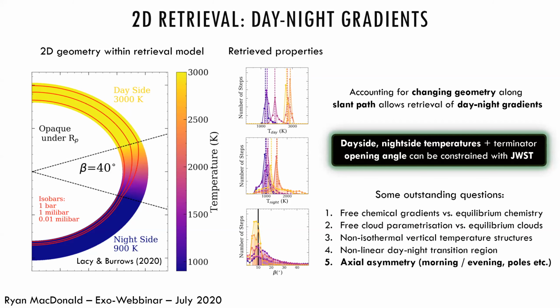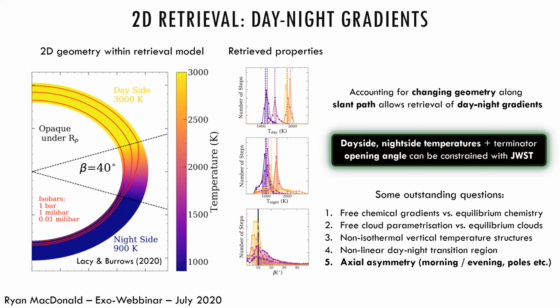There are, of course, many outstanding questions, because this was really the first demonstration in the literature so far of a two-dimensional retrieval technique. So, for example, you see that the day side and the night side were assumed to be isothermal, but what I really want to focus on is that there is still symmetry being assumed here. So this model is still assuming that you have symmetry between the morning and the evening terminators, or the east and the west, if you will.